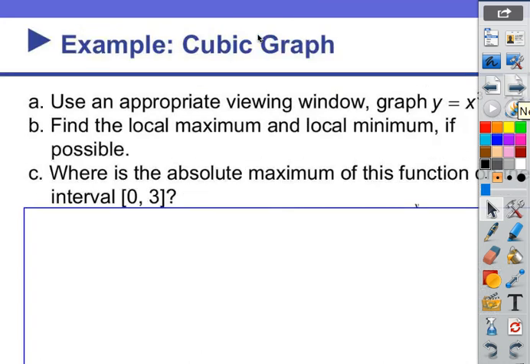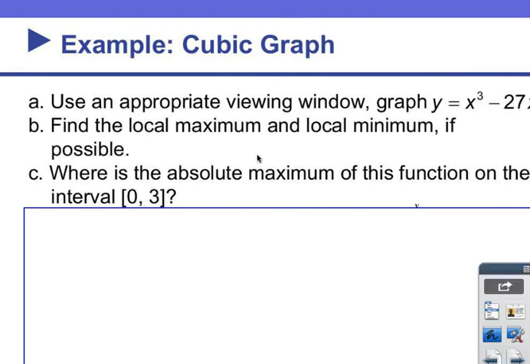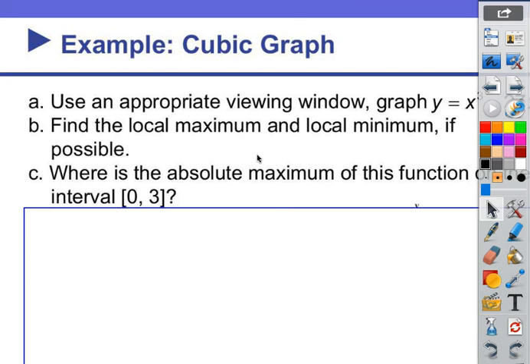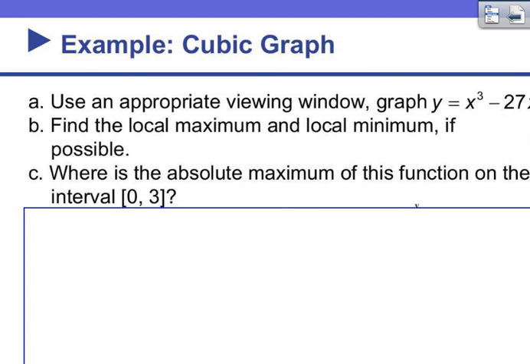Alright, so for the first equation, of course you can't see it because my thing's in the way. The first function we're going to do is y equals x cubed minus 27x. What I would like you to do is put that in your graphing calculator, pause this video, and then come back when you've got it.